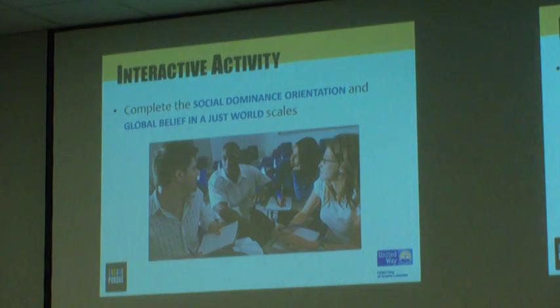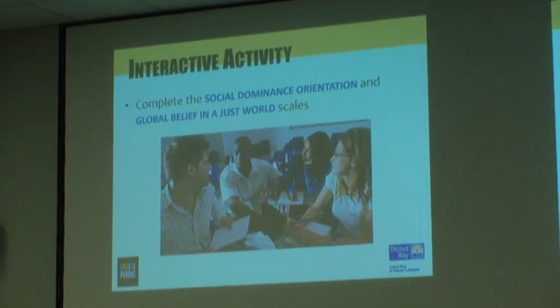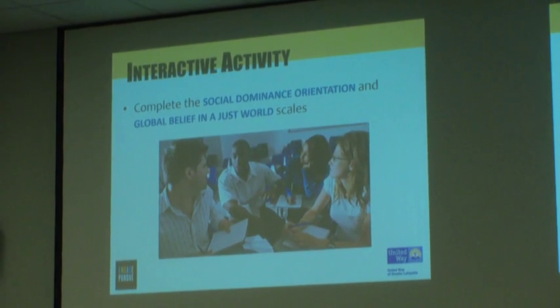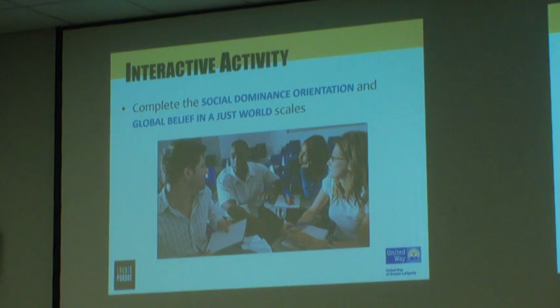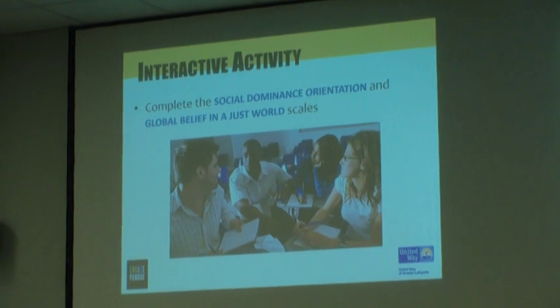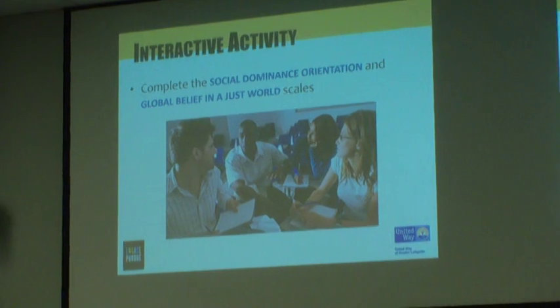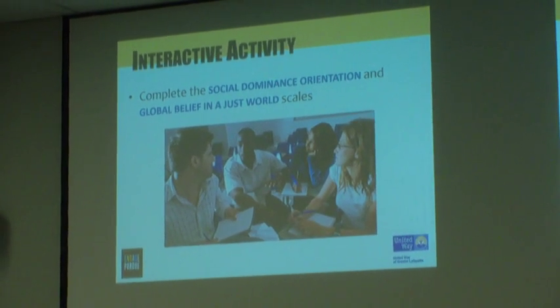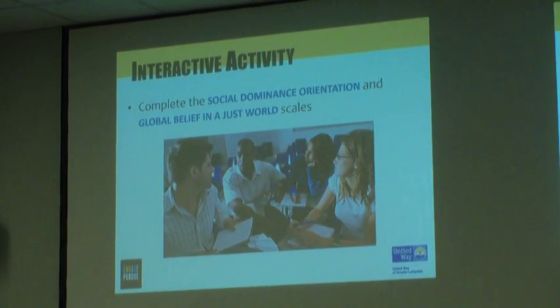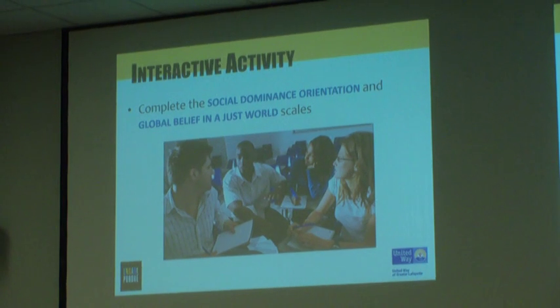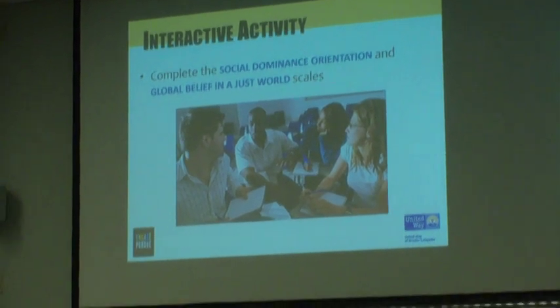So to start here, we are going to do this activity that you guys have in front of you of two different questionnaires that are going to help you reflect on your social dominance orientation and your global belief in a just world. So go ahead and take a few minutes to complete those scales, and then you're going to discuss them with your peers.